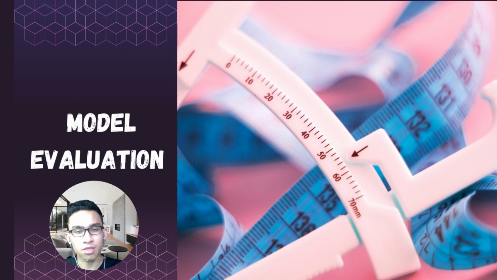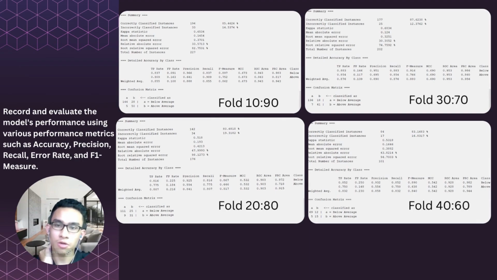We'll be sharing with you our model evaluation that we have done during the process of building the predictive model. So let's begin. For the first part, record and evaluate the model's performance using various performance metrics such as accuracy, precision, recall, error rate, and F1 measure.